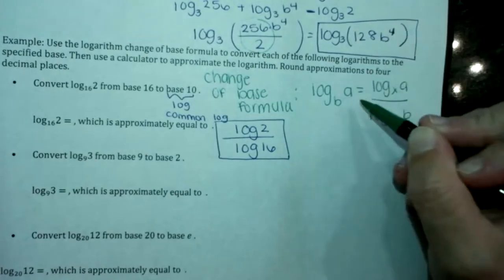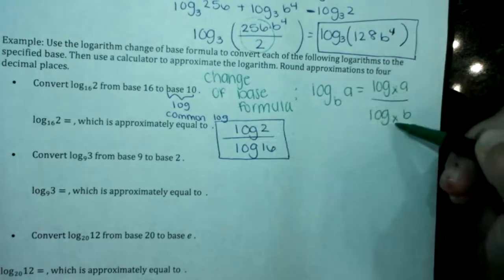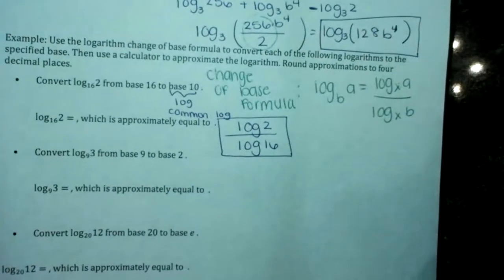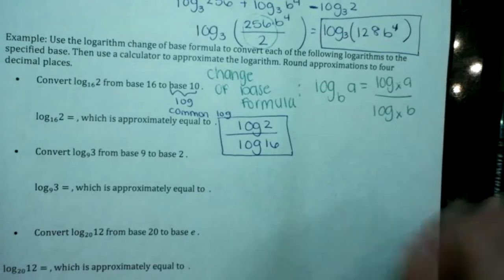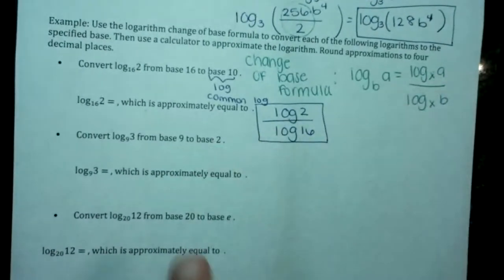So notice that a is up top, it's going to stay up top. The b is on the bottom, it's going to stay at the bottom. X can be any base. It could be base 10 like it is here. It could be base e. It could be base 2 like we're going to do in the next one. But that is our change of base formula. So now that we kind of know that, let's do the next two.